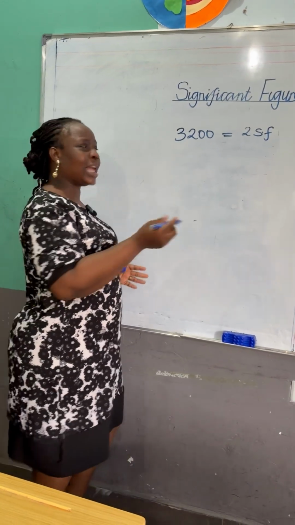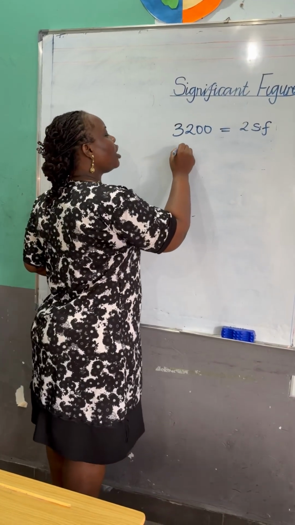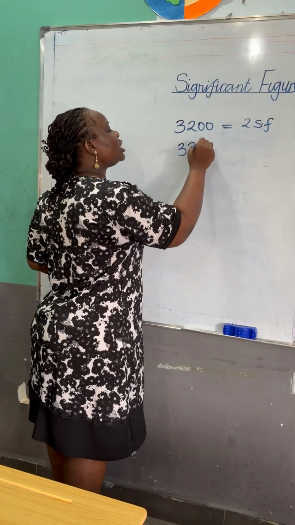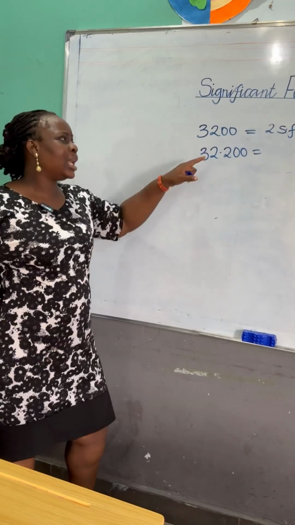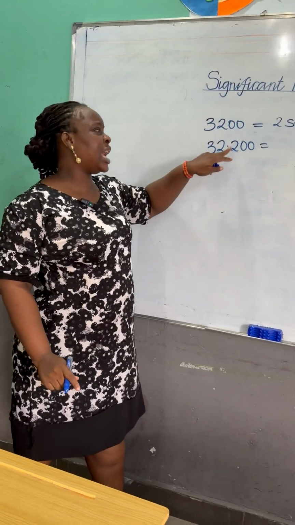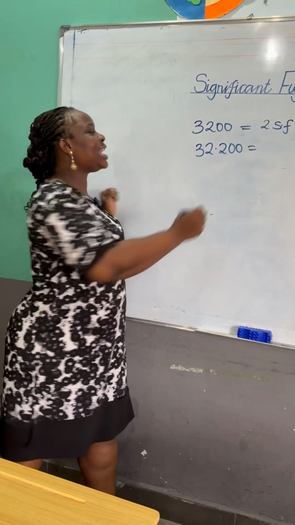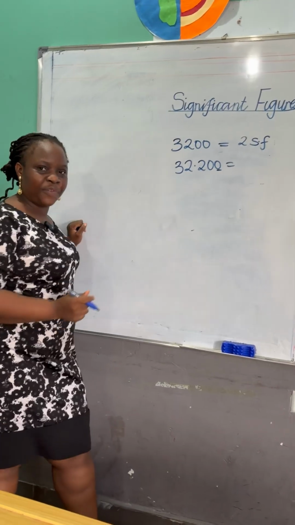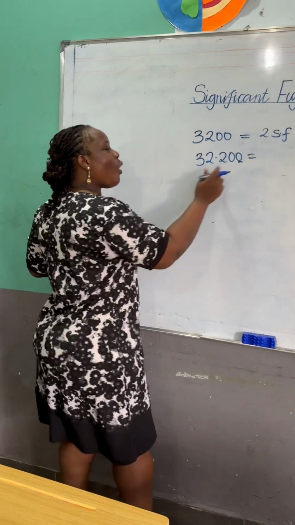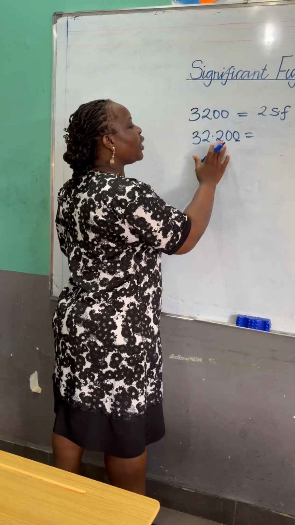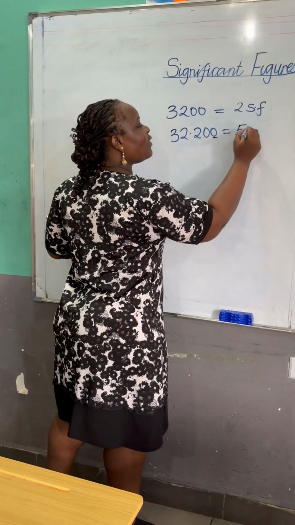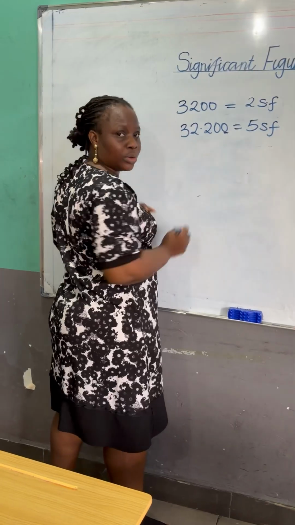Okay, then let's look at another one. If I have 32.200, there is a point here. Then this last zero is significant. So from there, all these numbers are now significant. So we have 1, 2, 3, 4, 5. So this is 5 significant figures.